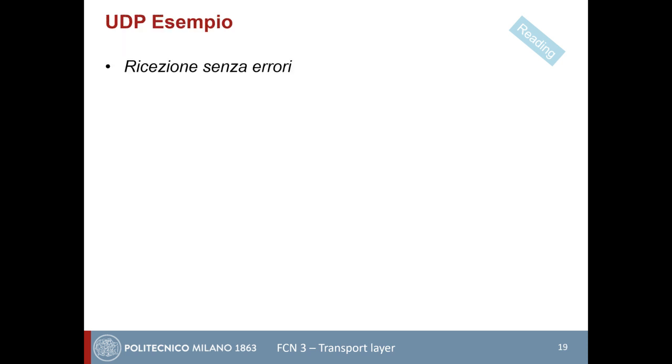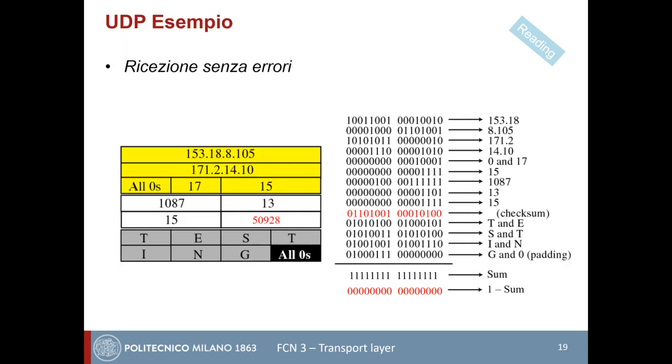Okay, and this is what happens on the receiver side, on the same example that we have seen. Here you see that now there is the checksum value that has been calculated by the sender, and in this case, the segment has been received correctly, so you don't have any error, and you see that the sum is all ones, so that the complement is all zeros.